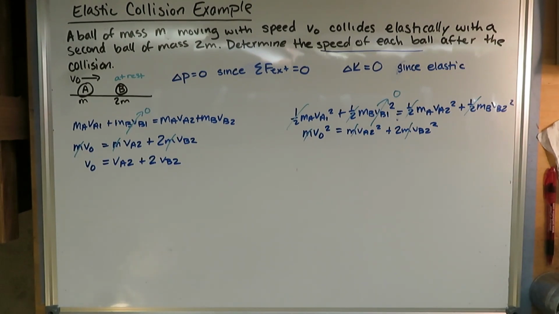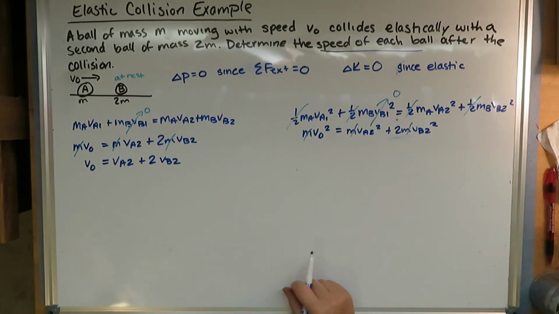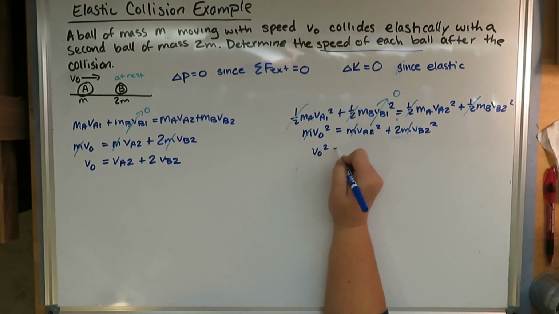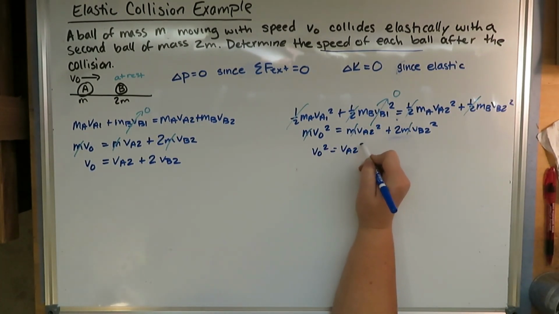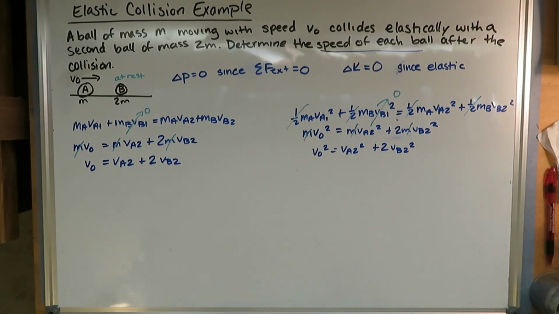Be really careful when you're subbing in. I honestly worked this problem about 6 times, knowing exactly what I was supposed to be doing. I couldn't find my mistake, because I kept erasing back to a part where my mistake was still present. This 2M right here, I had forgotten the 2, and I was getting things that didn't make sense. So be very careful when you're substituting in your values. So we get V0 squared is equal to VA2 squared plus 2 VB2 squared. Now I have 2 equations and 2 unknowns.